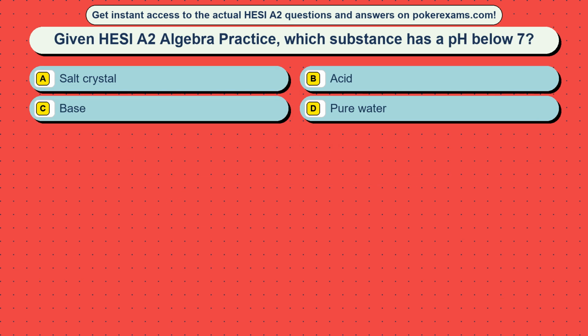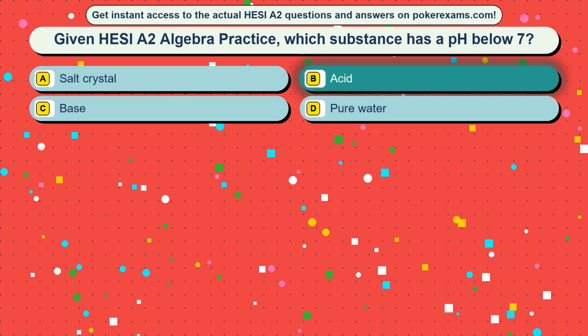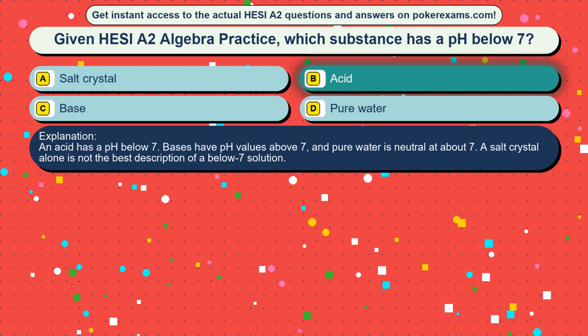Question 48. Given HESI A2 algebra practice, which substance has a pH below 7? Option A, salt crystal. Option B, acid. Option C, base. Option D, pure water. The correct answer is option B, acid. An acid has a pH below 7. Bases have pH values above 7, and pure water is neutral at about 7. A salt crystal alone is not the best description of a below 7 solution.